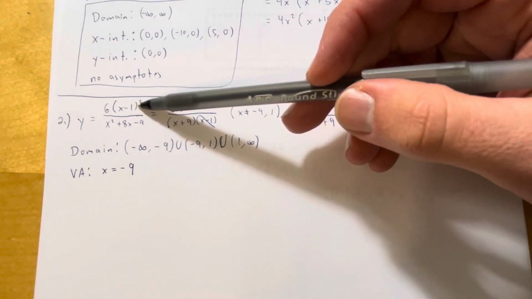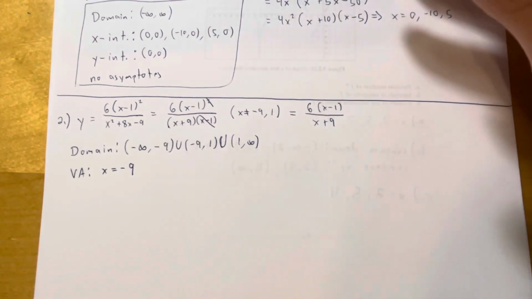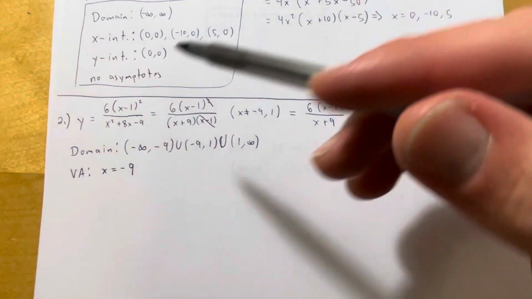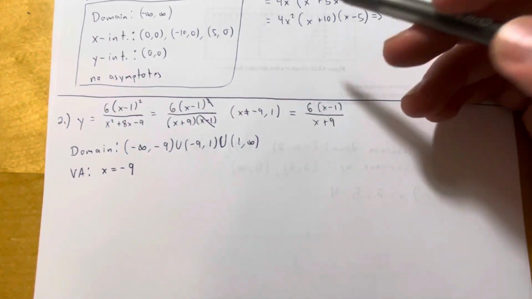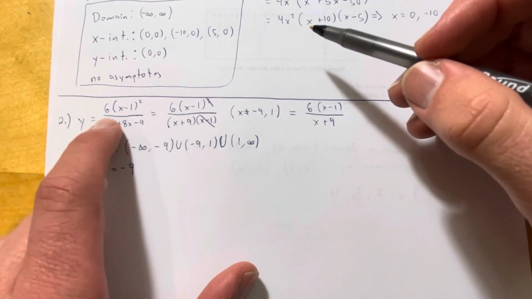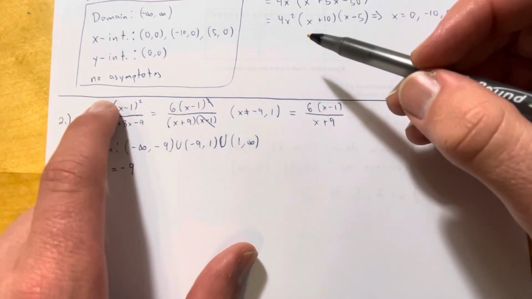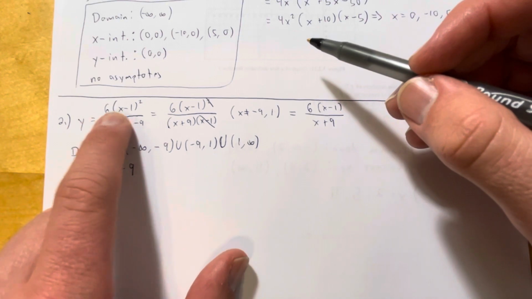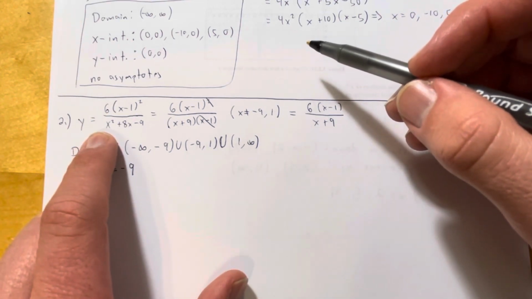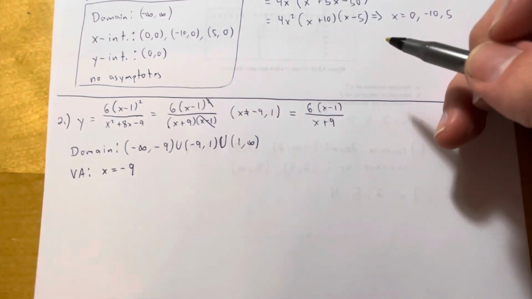If the degree of my numerator is larger than the degree of my denominator, then there is no horizontal asymptote at all. So in this case, the degrees of these polynomials match, because if I were to square x minus 1, then I would get an x squared term in there times 6. I'm going to have a 6x squared. That's going to be the highest degree term in my numerator. My denominator is also a quadratic, so I'm going to have a quadratic over a quadratic.